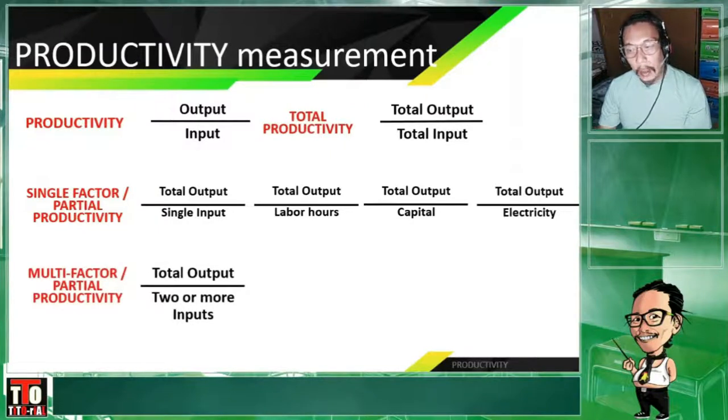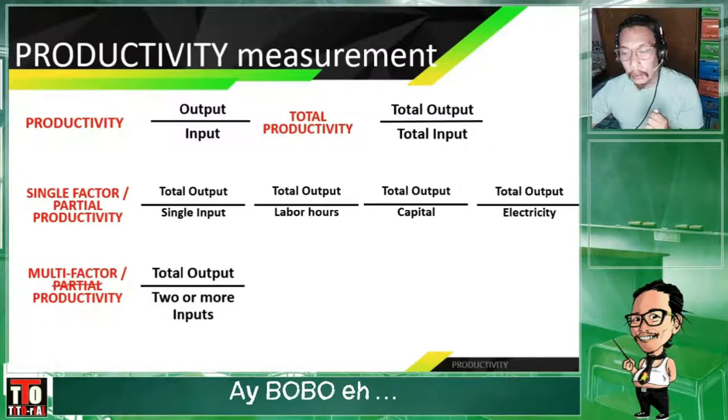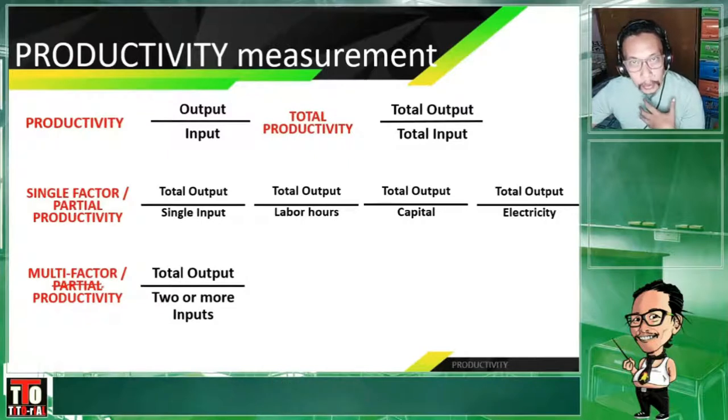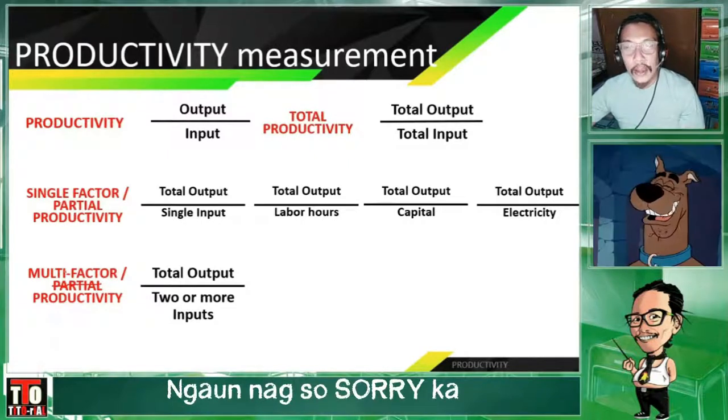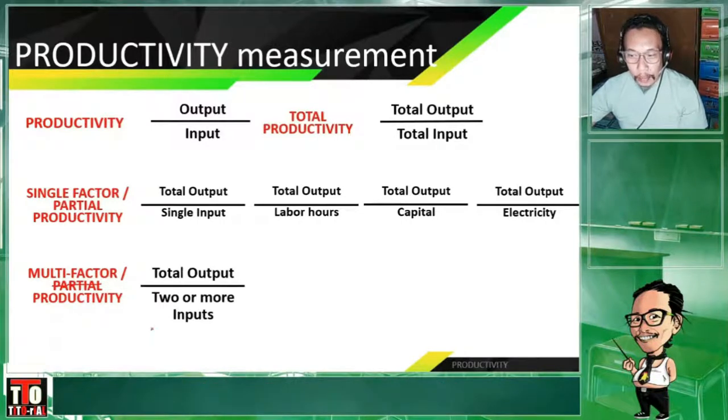Or we could use a multi-factor productivity. Sorry. On this case, disregard this. It is not partial productivity, okay? Sorry. Si Tito-riAL na nagsasorry, ha? So, multi-factor productivity. So, it is total output over 2 or more inputs.